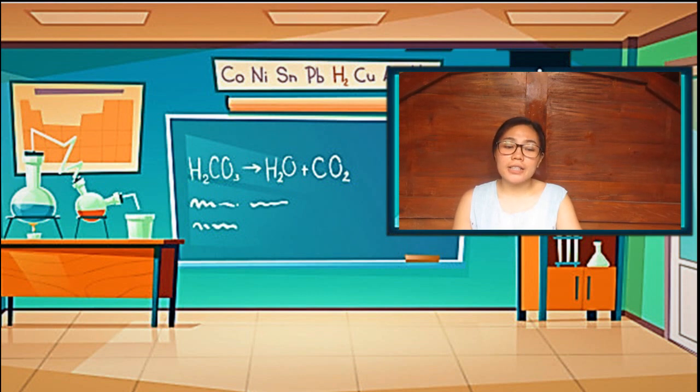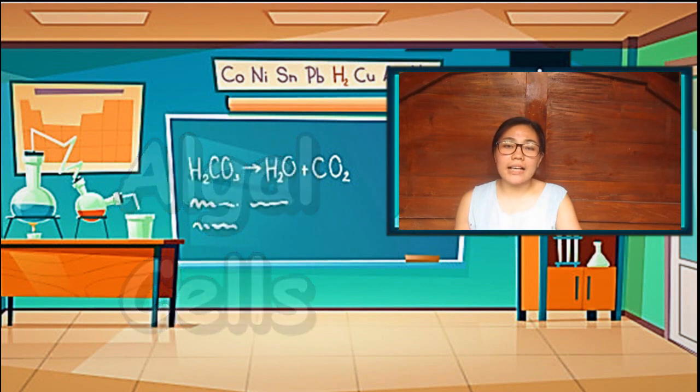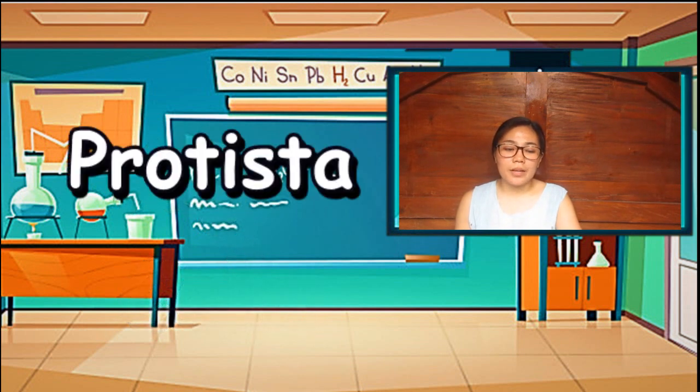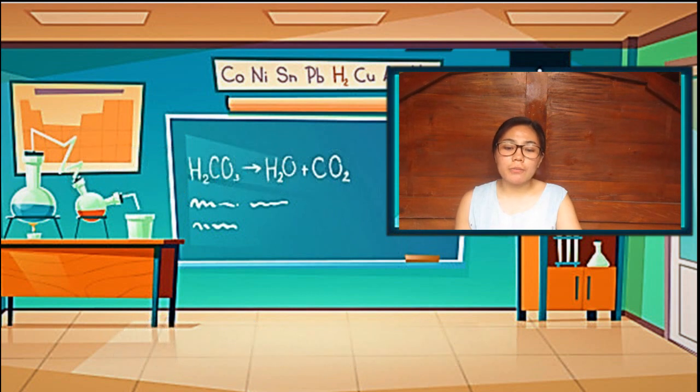Now, let's proceed to the second type of cell, which is the algal cell. This is under the kingdom classification Protista. All algae were smaller than 10 micrometers in size. The sea algae were almost uniformly at 2 micrometers in size. Now, let's enumerate its organelles.